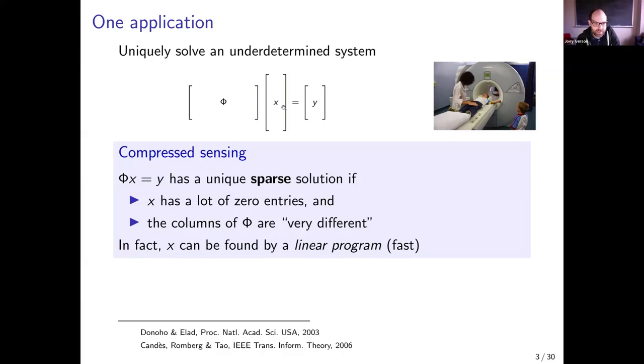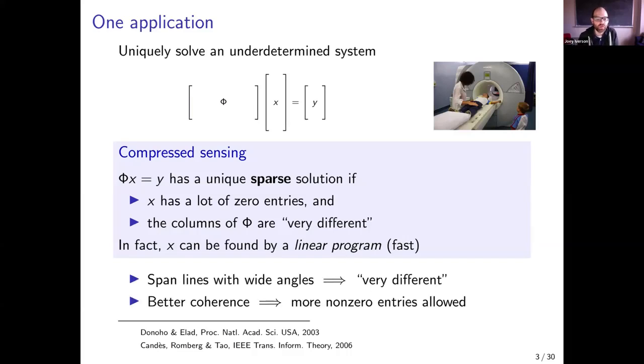So sparse means that you do a change of basis so this has a lot of zero entries, but you need something else. What you'll need is that the columns of your matrix here have to be somehow very different. And I'm not saying what that means. But not only does there exist a unique solution, you can actually find it with an algorithm using linear programming, which the point is that's fast. Okay, so if these columns span lines with wide angles, then that suffices for very different, whatever that means.